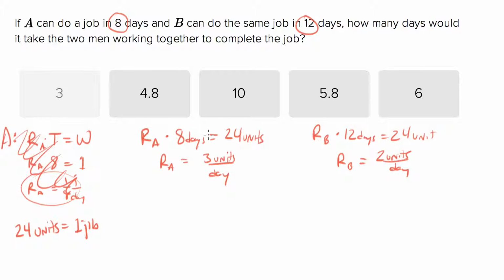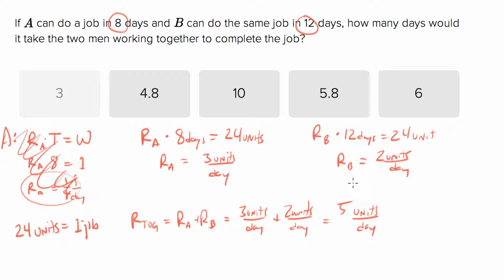Now what they ask us is, they're working together. If they're working together, the rate together is equal to the rate of A plus the rate of B, which is equal to 3 units per day plus 2 units per day, which equals the rate together, 5 units per day. So that's your rate together.